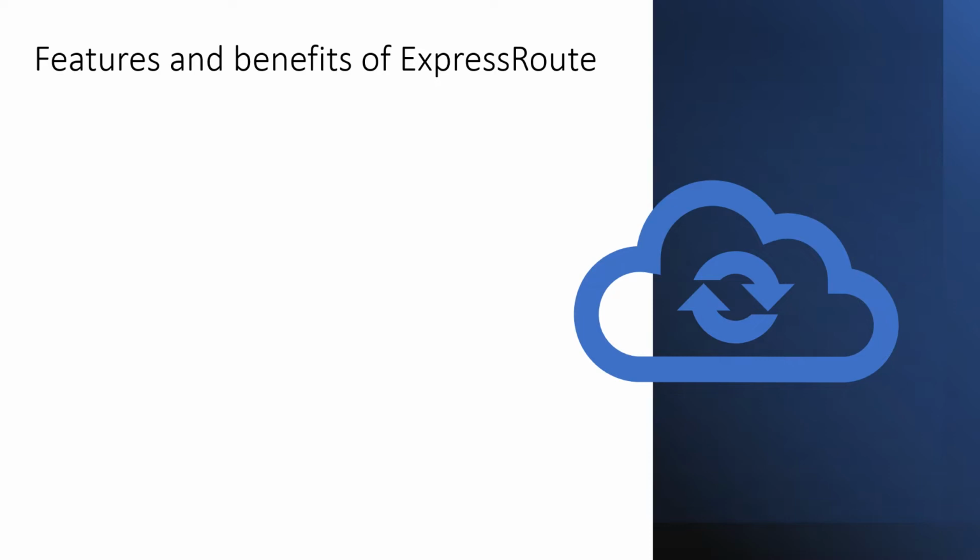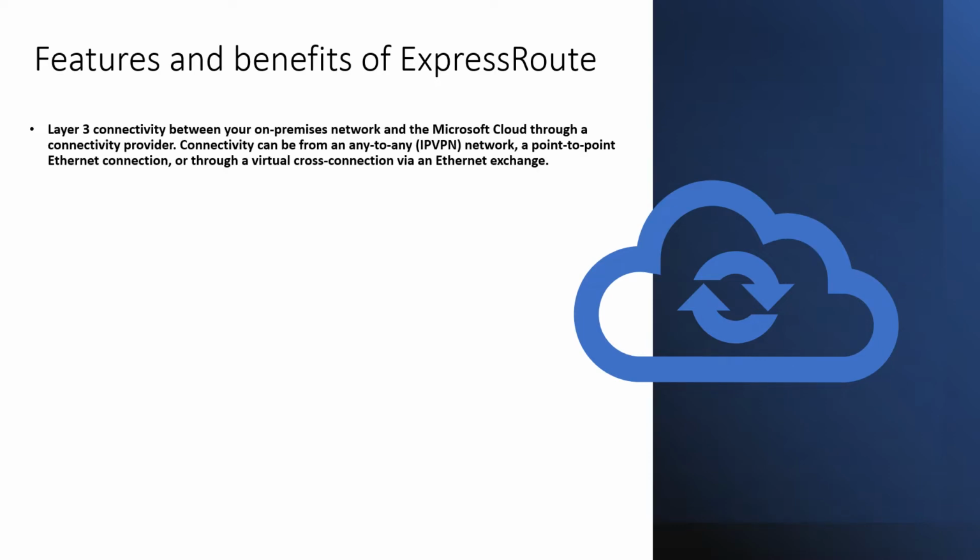We have some features for ExpressRoute. First one, layer 3 connections. ExpressRoute provides layer 3 connectivity between your on-premise network and Microsoft Cloud through connectivity partners. These connections can be from point to point or any to any network. They can also be virtual cross connections through an exchange.